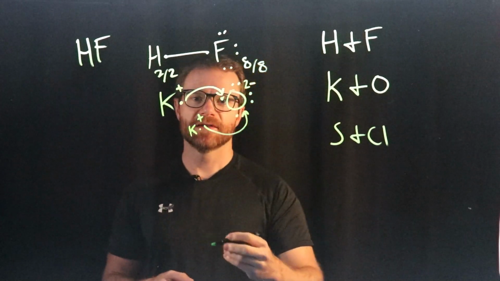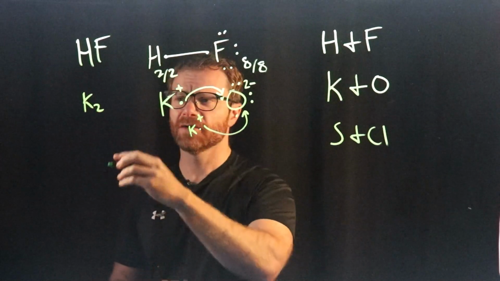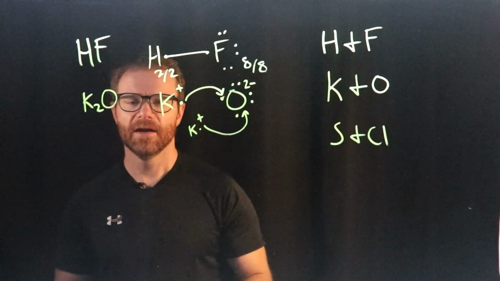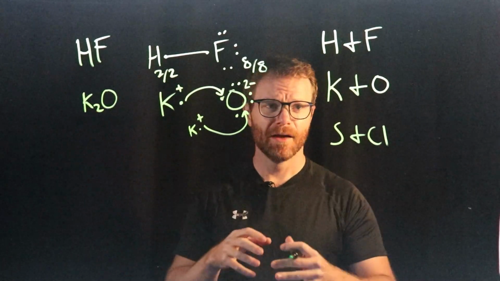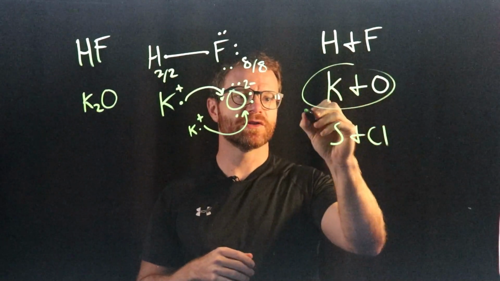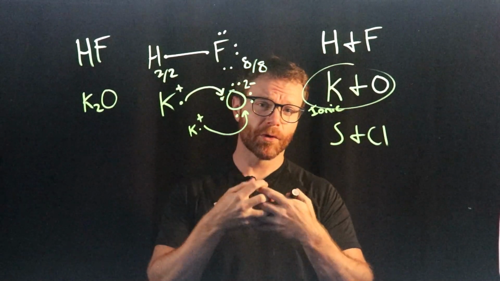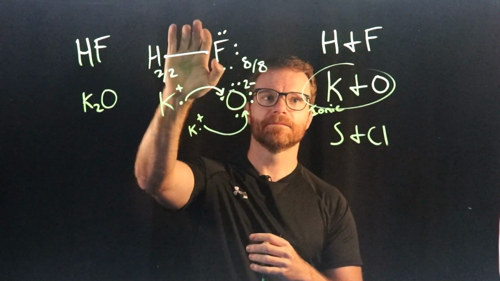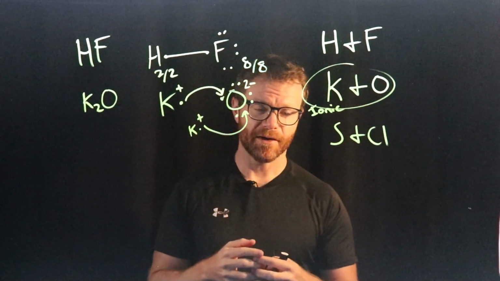We would call this K2O. The metal goes first, or the cation goes first, followed by the anion, oxygen. And we would call this potassium oxide. So this one was a trick question, ionic. Remember, 2 or more nonmetals, covalent. A metal and a nonmetal, that's ionic.